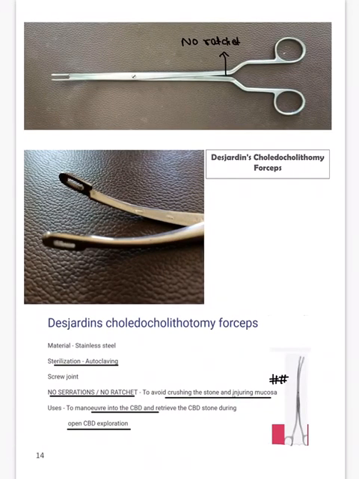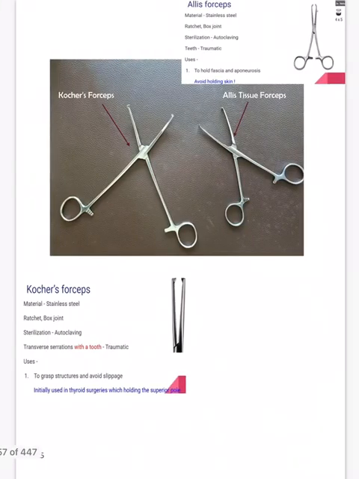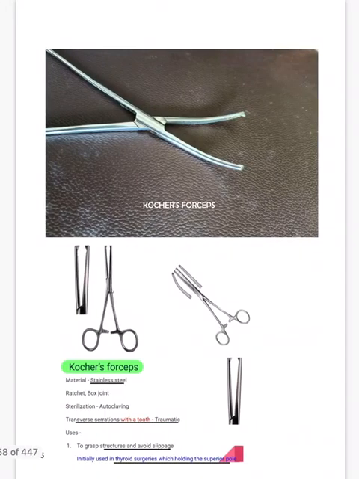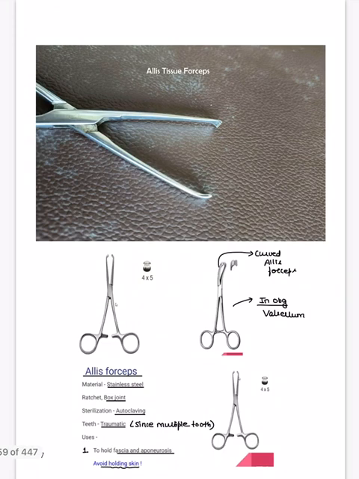Then this is the Desjardins choledocholithotomy forceps. This is basically used for choledocholithotomy. This is the Kocher's forceps, guys, already done, used for thyroid surgery. Okay. Then see. Then this is the Allis forceps, guys. So this is the Allis tissue holding forceps.